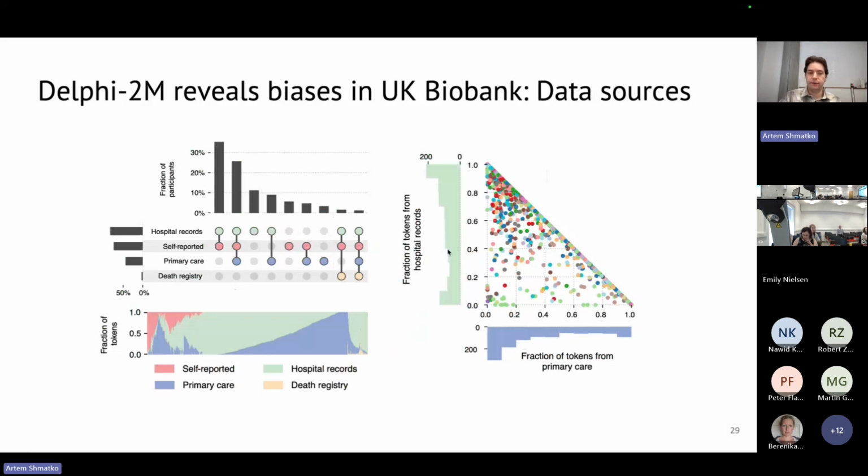And imagine the following situation. Imagine I, for example, go to my GP, and my GP does his job very well and reports everything to the UK Biobank. So all my colds and migraines or sore throats that I went to my GP for are accurately represented in my UK Biobank profile.